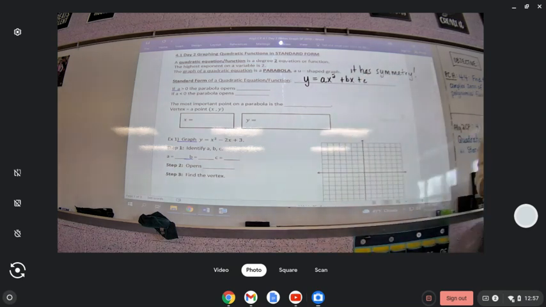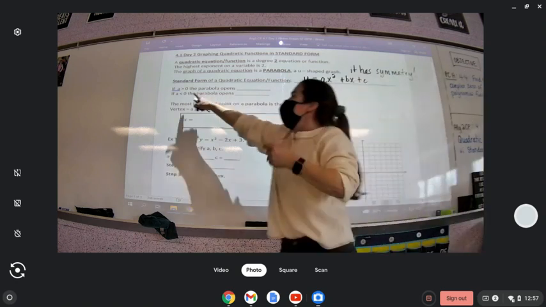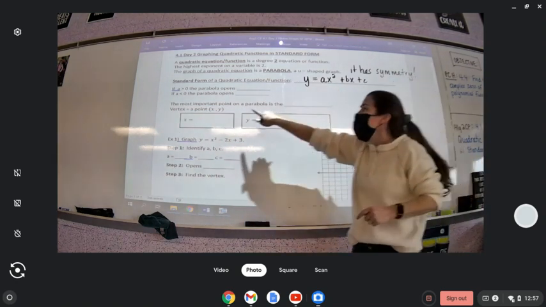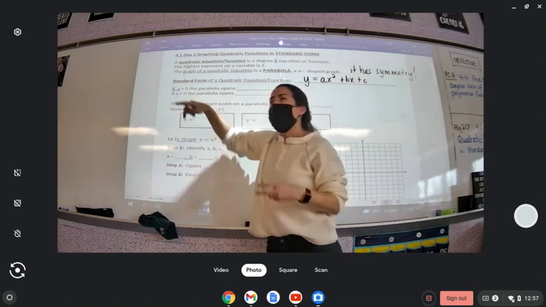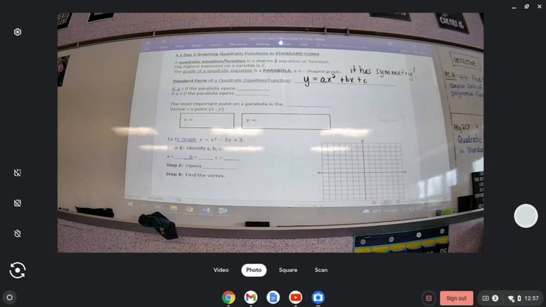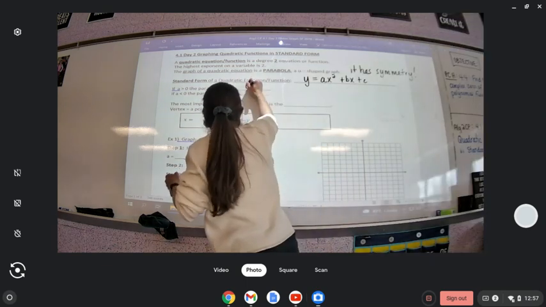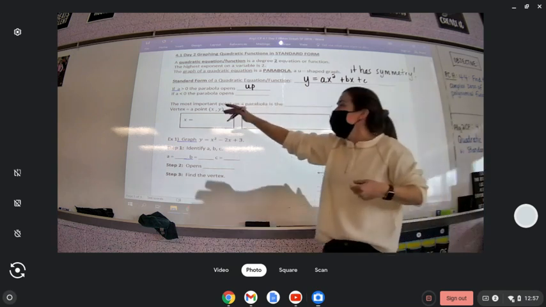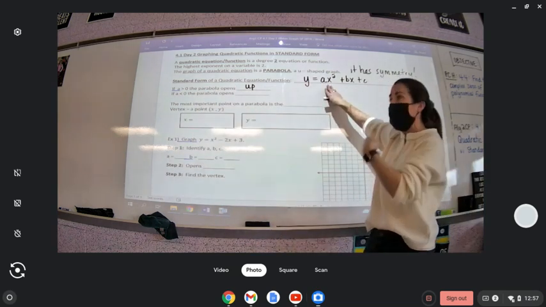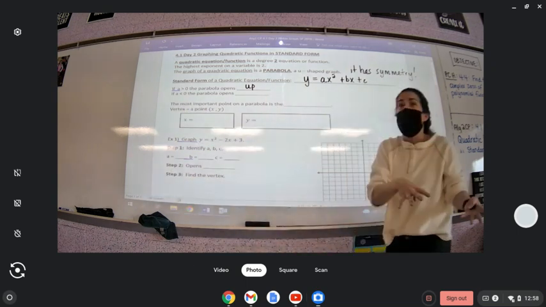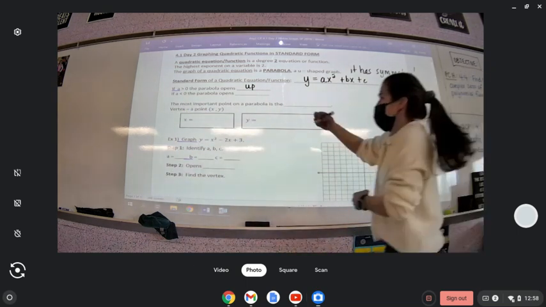I've been telling you guys every day that if a, the leading coefficient, the number in front of x squared, is greater than 0, meaning it's positive, which way will the parabola open? Up or down? Up. We're going up. So you will have a visual as to what it should end up looking like. If a, that leading coefficient, is less than 0, then it's a negative number and the parabola will open down.